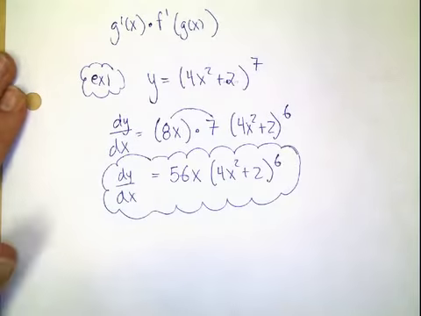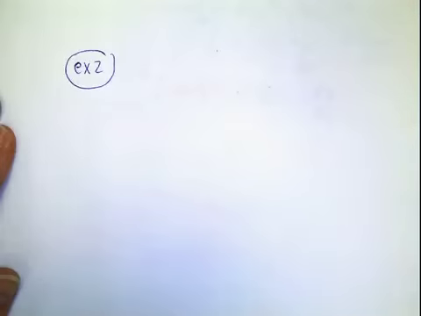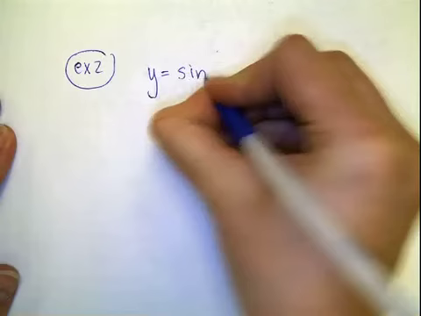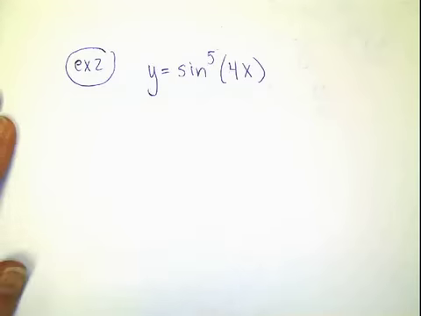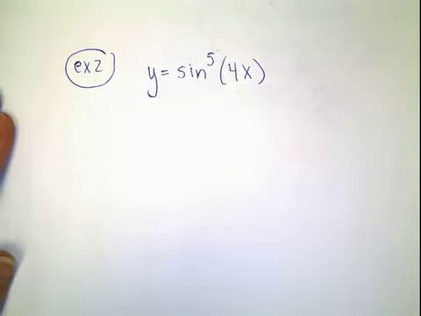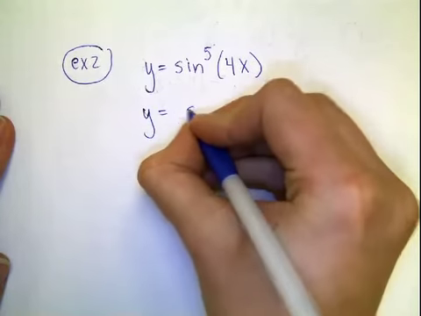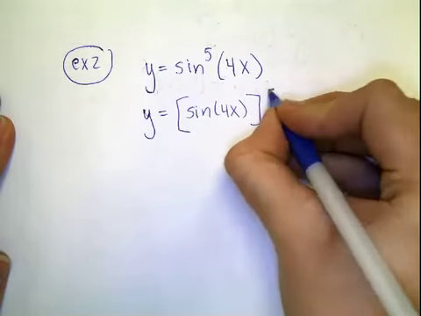Chain rule gets messier when you have these things called double chain rule problems. And I want to show you an example of what I call a double chain rule. It's when you have something a little messier, so we'll call this example 2. Let's say you had like y equals sine to the 5th power of 4x. This is a double chain rule. There's an inside-outside, definitely. 4x is on the inside. But if you were to rewrite this, this is y equals the sine of 4x all to the 5th power, like this.